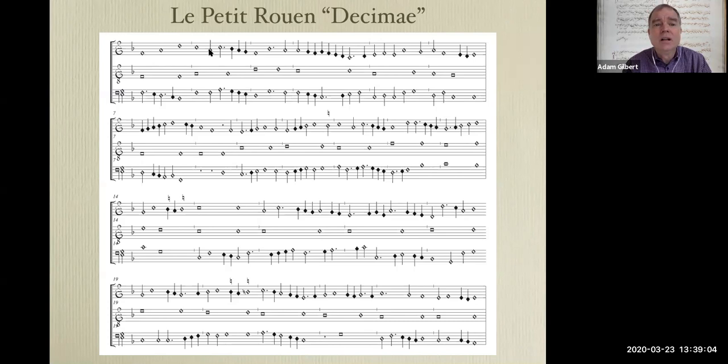I have no idea if somebody did this in the 15th century, but I'm sure they did. So I bet this was probably a common way of actually opening settings of Petit Rouen. Somewhere, somebody at some point did that. And you'll notice that in measure two, the contra does the same thing, a tenth lower. And you'll start to see these features.